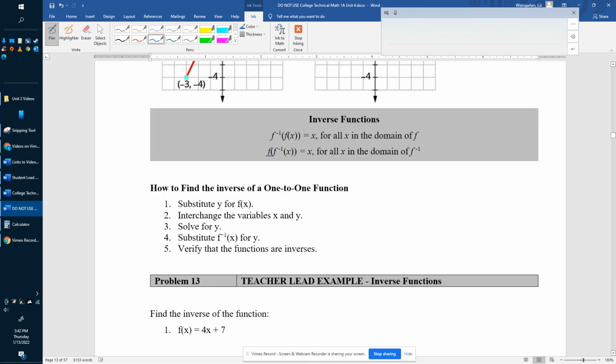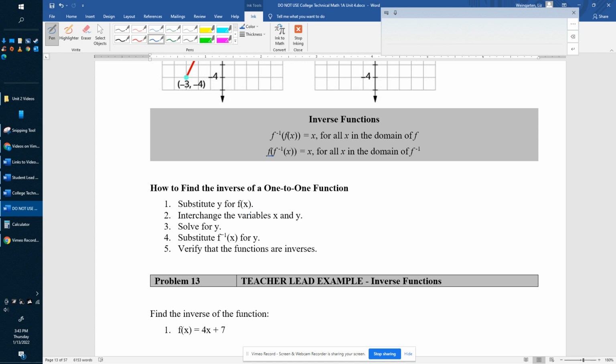All right, let's look at more practical uses of inverse functions, like how to find an inverse function. So f to the negative 1 of f of x equals x. That's saying whatever you put into f of x, if you put that into the inverse of that function, you'll get that same input again.